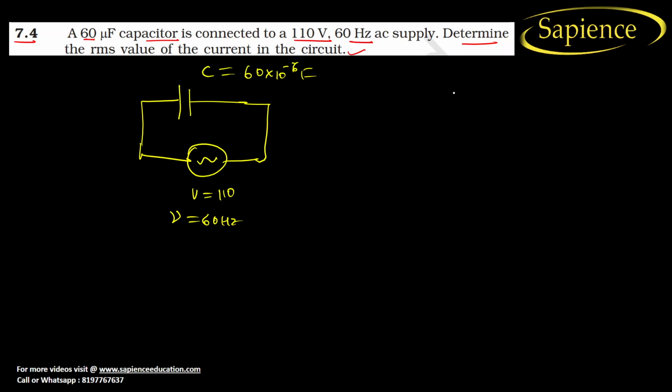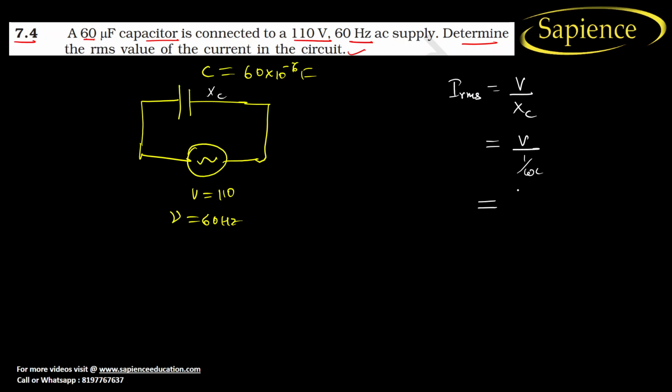Now how to find IRMS? To find IRMS we have to divide the voltage V by a resistance, but which type of resistance? Here a capacitive resistance, that is XC. What is the value of XC? XC is equal to 1 by omega C, right? So 1 divided by omega C.